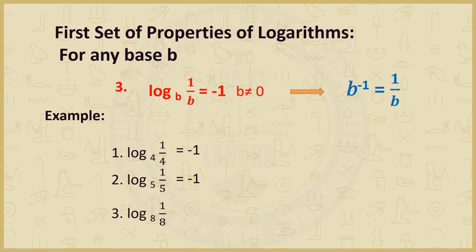How about the logarithm of 1 over 8 to the base 8? What is the value? Yes, it's still negative 1. How about the logarithm of 1 over 20 to the base 20? Still negative 1. What is the logarithm of 1 over 15 to the base 15? Yes, it's still negative 1. And that's the third property of the logarithm.